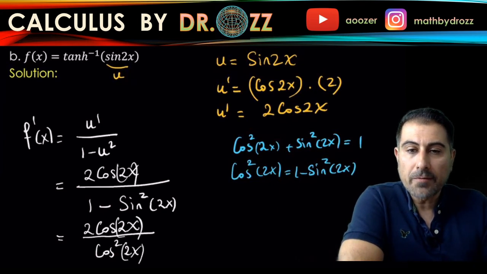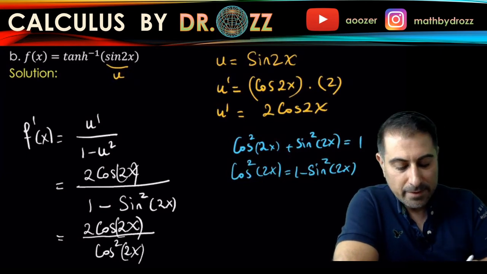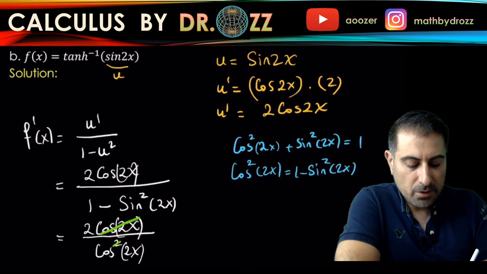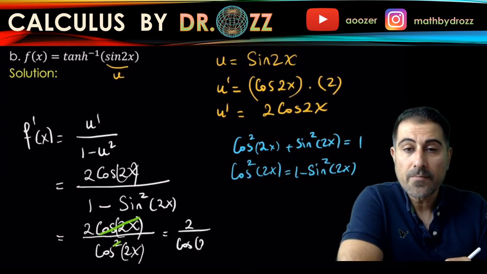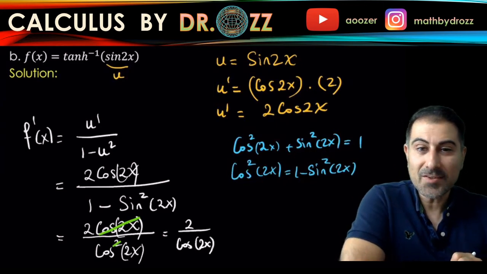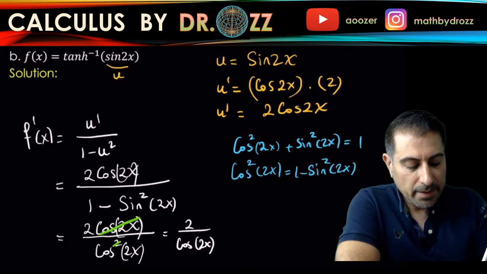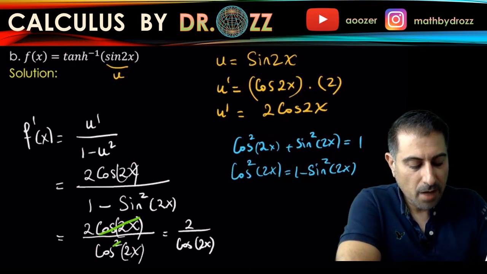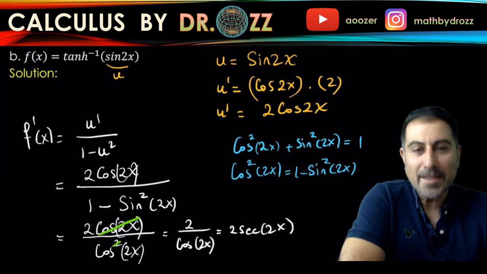You have cosine 2x at the top and cosine 2x in the bottom, but squared. So this square is gone, and I'm down to 2 over cosine 2x. And that's the definition of secant, right? Secant is the reciprocal of cosine. So you can simplify this further: this is 2 times secant 2x.